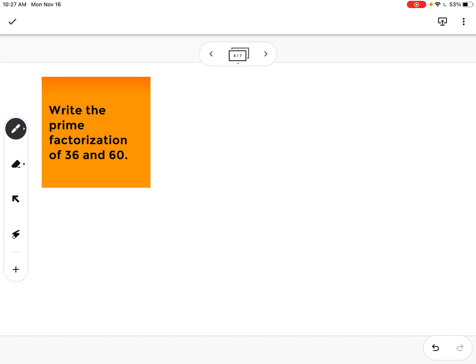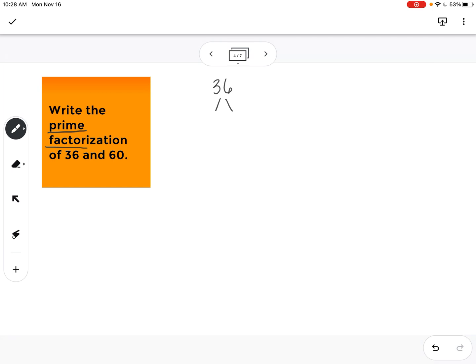Hello, I am going to walk you through finding prime factorization of a number. In this case, we are asked to find prime factorization of two numbers, so we will get extra practice. Anytime we are finding prime factorization of a number, if you remember what prime factorization means, it is a number written as a product of its prime factors, kind of exactly like the name sounds.